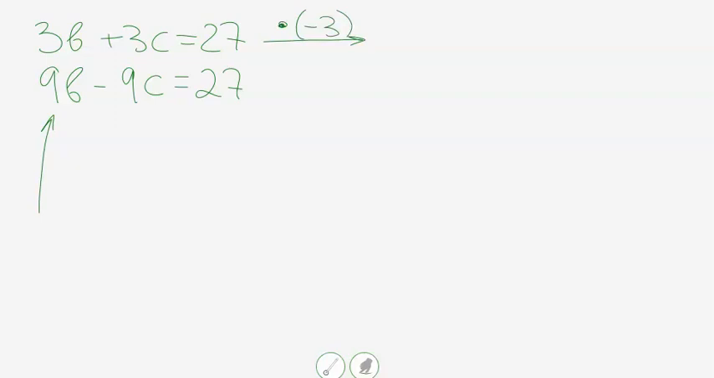Let's check. In this case, this number will become -9, and then when we add the two equations, b will be gone. Okay, Ty, continue. So what do we have from the first equation?